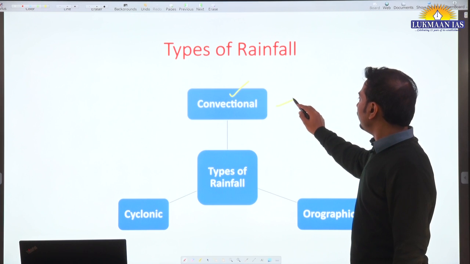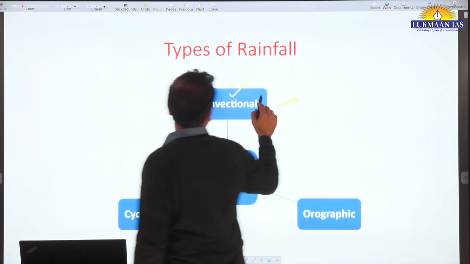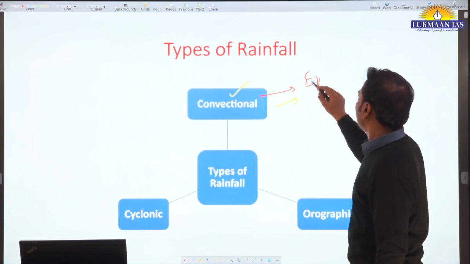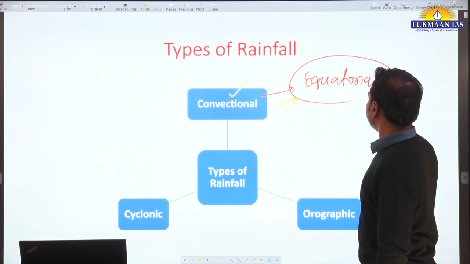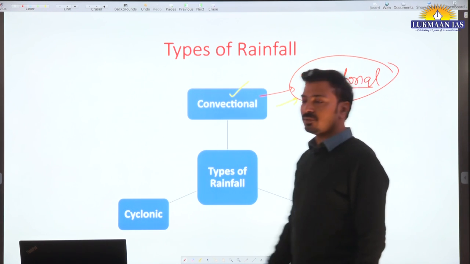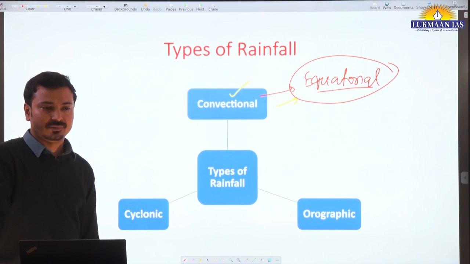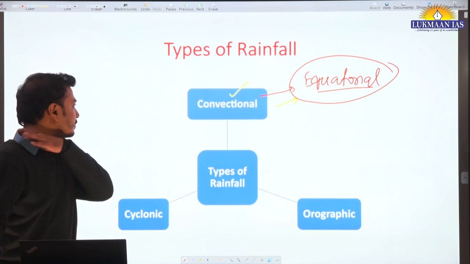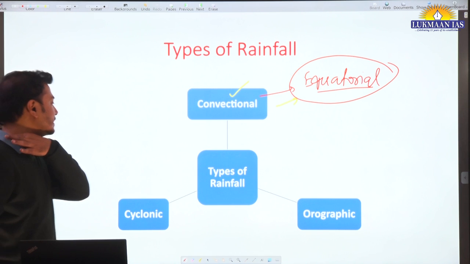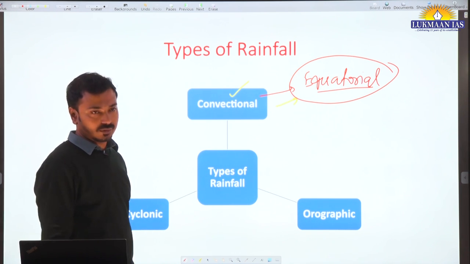It is very common where, कहां पे कॉमन होता है, इक्वेटोरियल रीजन. एवरीडे आफ्टरनून रेन इन इक्वेटोरियल रीजन इज कॉल्ड एज कन्वेक्शनल रेनफॉल. एवरीडे आफ्टरनून रेन इज देयर इन इक्वेटोरियल रीजन, वेरी कॉमन. सो इट इज हैपनिंग बिकॉज ऑफ इंटेंसिव हीटिंग ऑफ द ग्राउंड एंड सब्सिक्वेंट कन्वेक्शन कंडेंसेशन रेनफॉल.